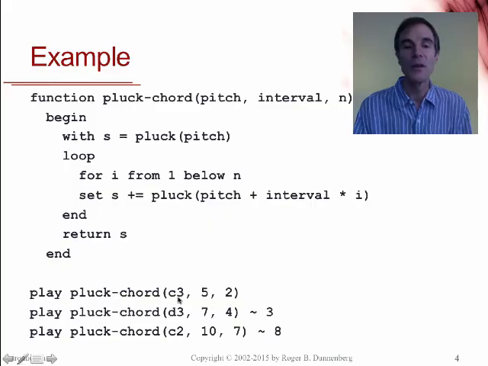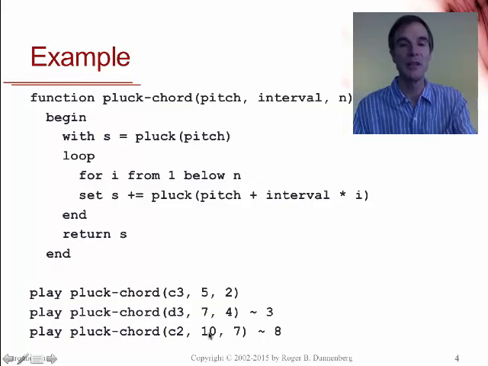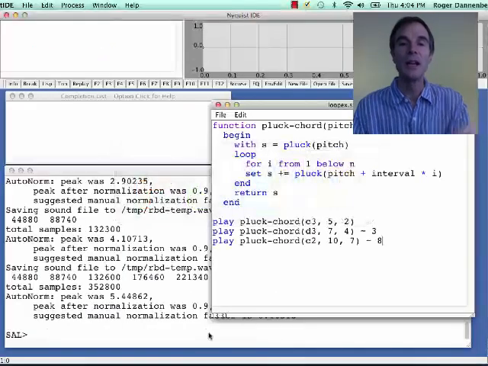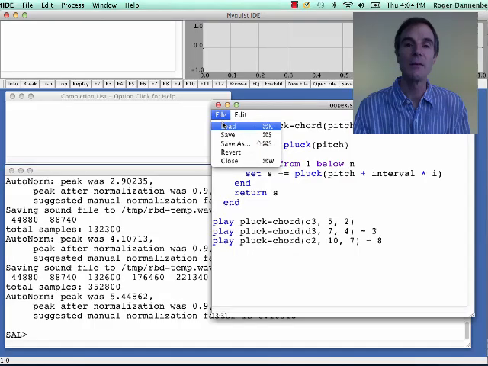And we've called the chord a couple of different ways. Here is starting on C3 with the interval of 5 semitones, which is a perfect fourth. We do another one with D3, interval of a perfect fifth, and here's a very interesting chord with a lot of notes. The interval is a minor seventh between each chord tone. And I've loaded that code up into Nyquist, so we can just do a file load and listen to it.